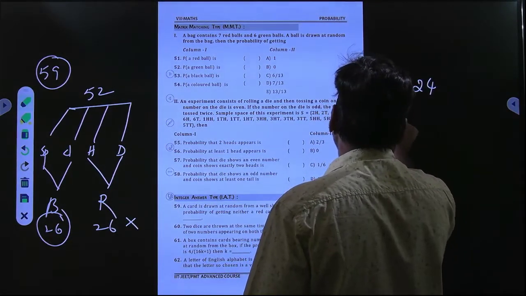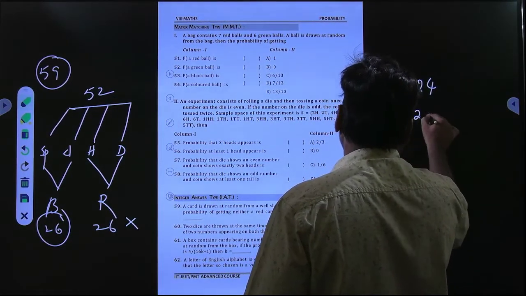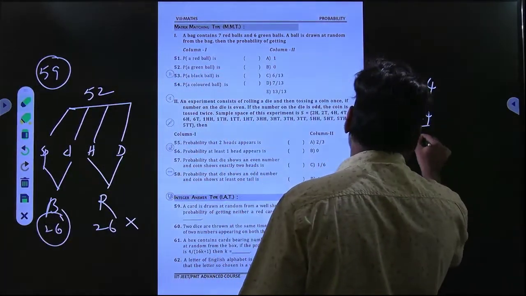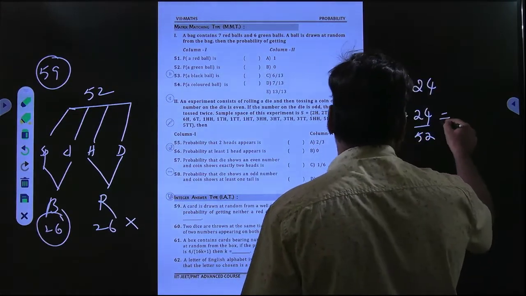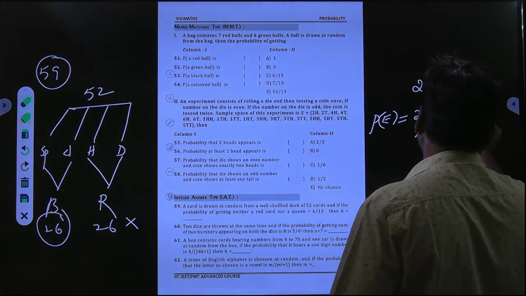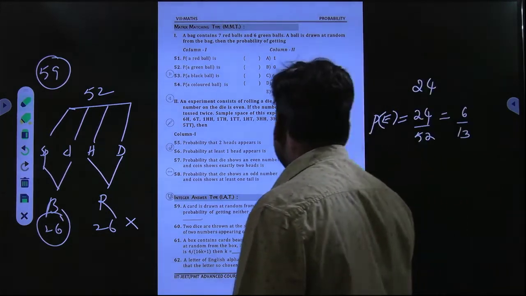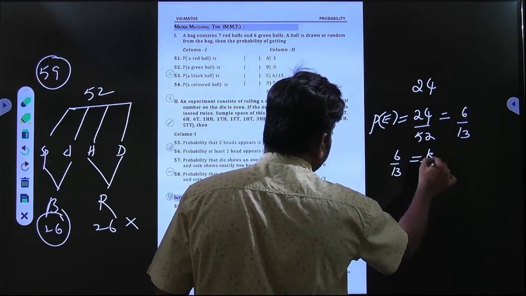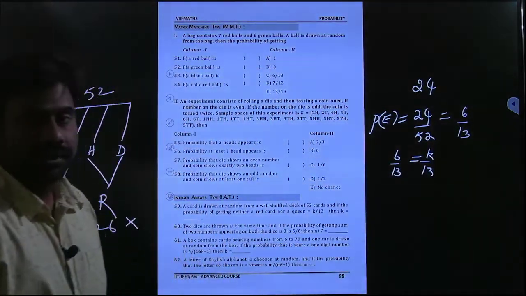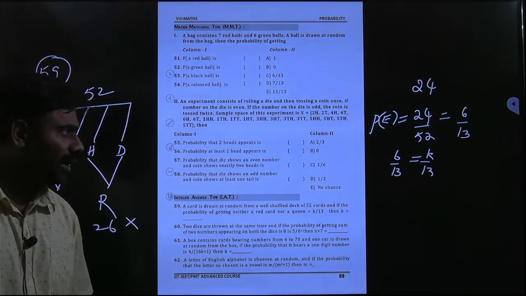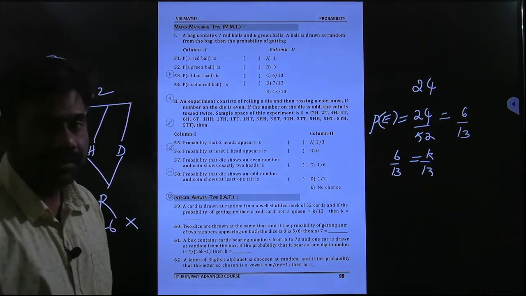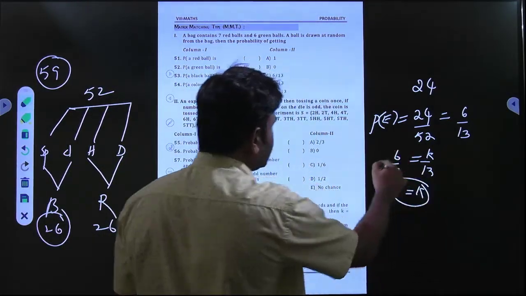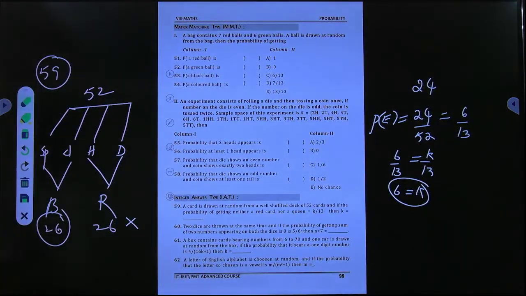Then the probability of this event, P of E, is equal to the number of favorable outcomes by the total number of outcomes, 24 by 52. 4 is a common factor, so it can be written as 6 by 13, but it is given as k by 13. So 6 by 13 equals k by 13. Here two fractions are equal and both denominators are equal, so the numerators should be equated. Then we get 6 is equal to k. The required answer is 6. Next question, students.